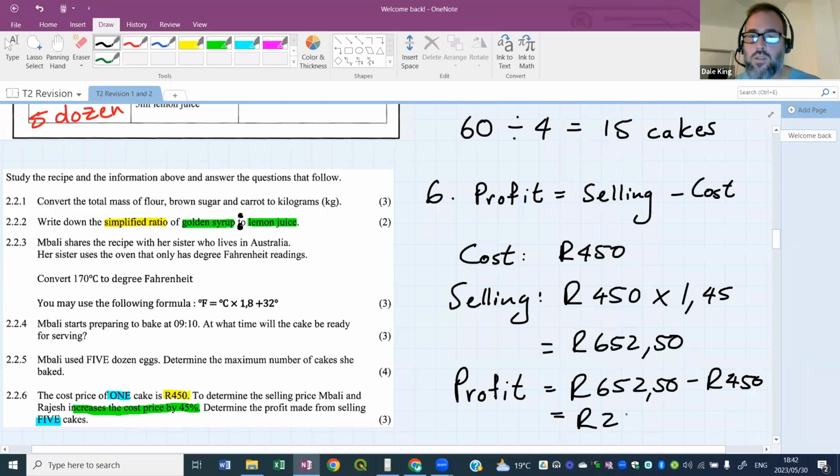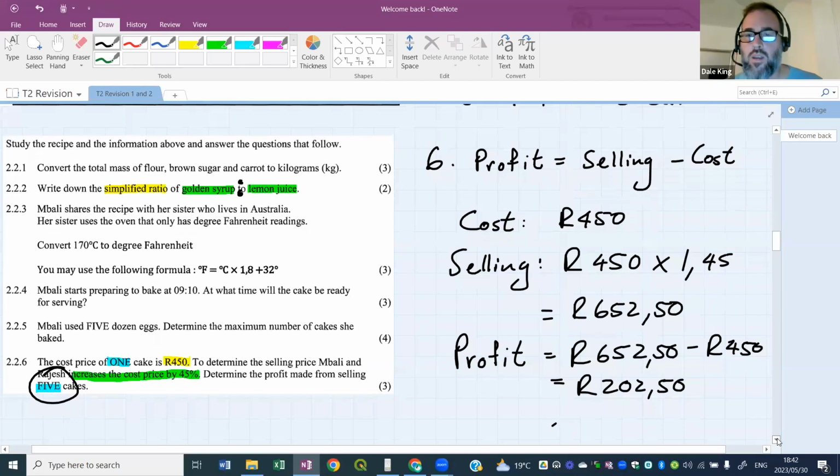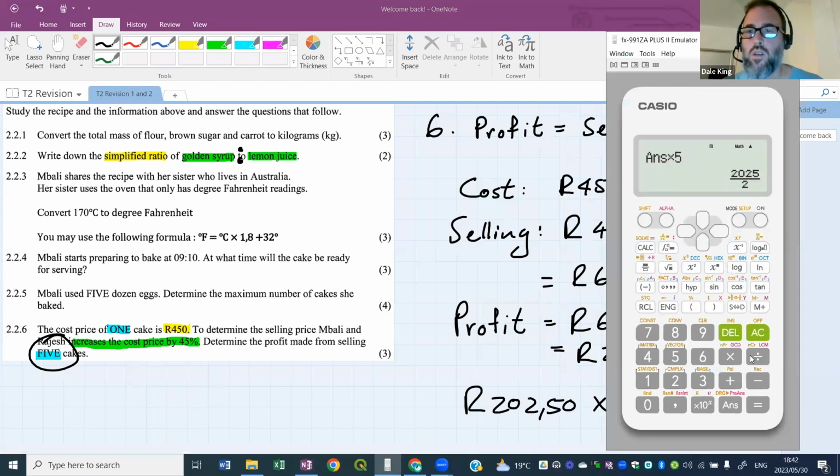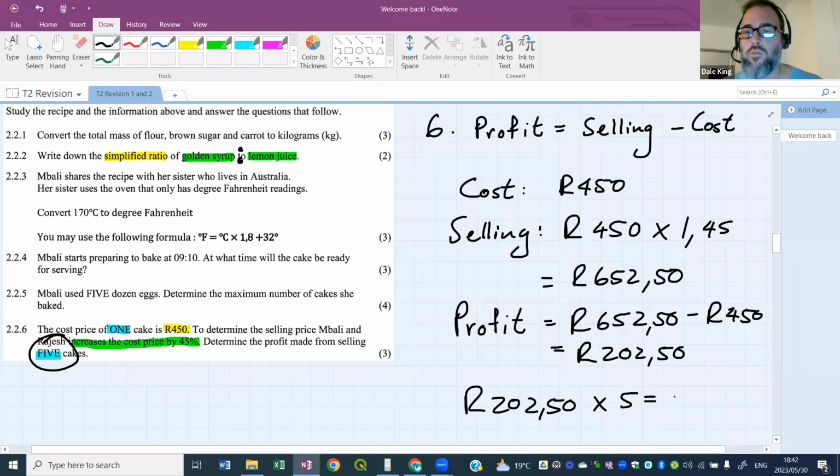A lot of people are saying this is 202,5. So you guys did very well up until here. One little thing, I think Emmanuel pointed out, we need to work out the profit for 5 cakes. So we take this profit for one cake, and all we do is multiply it by 5. So take your 202,50 and multiply it by 5. So 1012,5. You guys did well to get up to the 202,50, but they were asking for 5 cakes in the end.